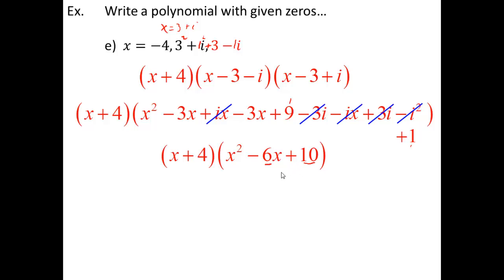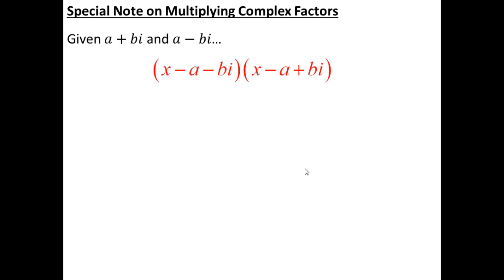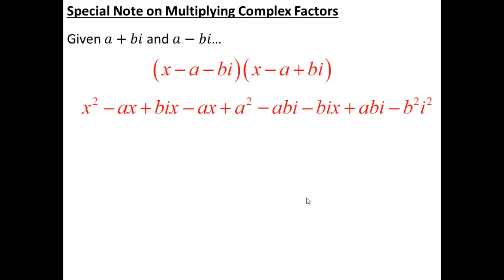Now notice what pattern really is there. Let's look at it with, instead of putting 3 and 1 and numbers in for a and b, let's just leave it as a plus bi. If I take a plus bi and a minus bi and turn them into factors and multiply through, it's going to look just like it did on the last problem.